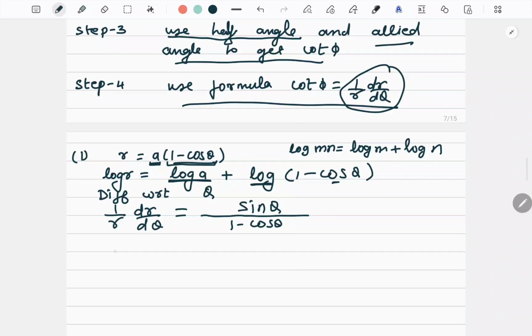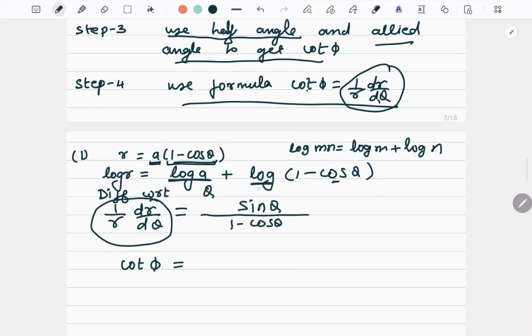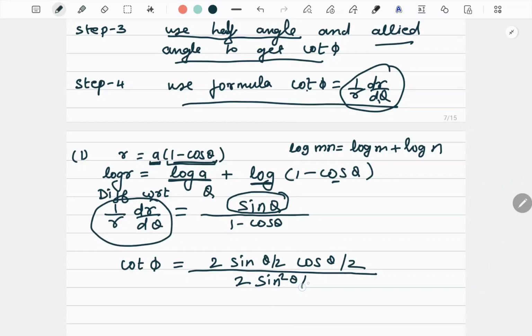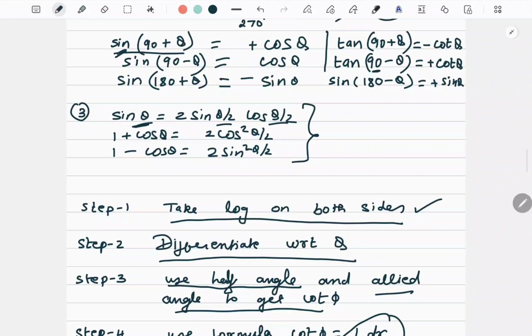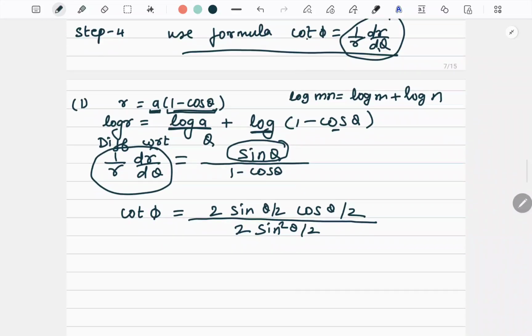Correct? Now this side, 1 by r dr by d theta is what? It is cot phi. So write cot phi is equal to, now this side somehow I need to reduce it to a cot term. So I will apply the half angle formula. What is the expression for sin theta? It is 2 sin theta by 2 cos theta by 2. Yes or no? Half angle formula. What is 1 minus cos theta? 2 sin square theta by 2. See, these are the three formulas I have given you. So I applied this formula.